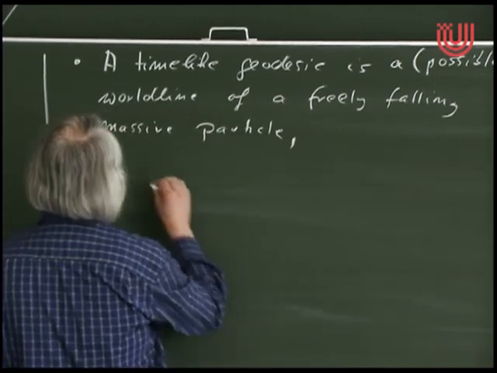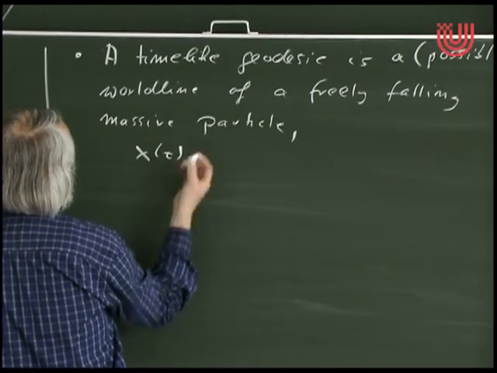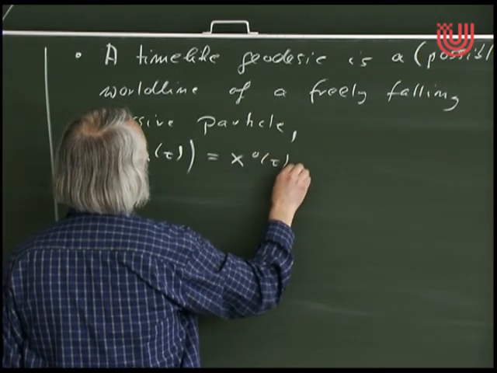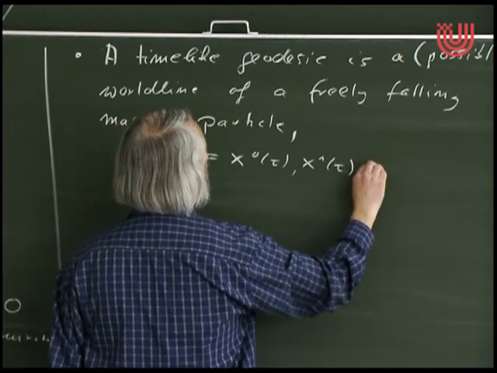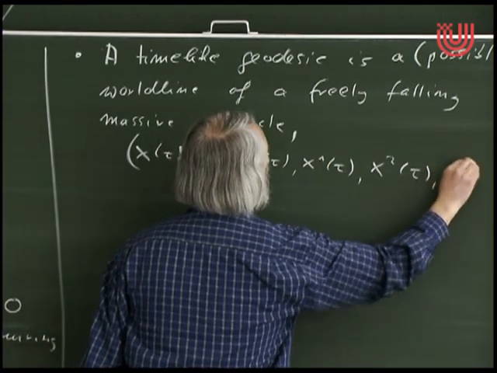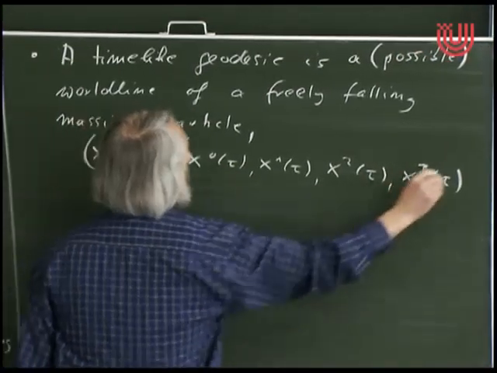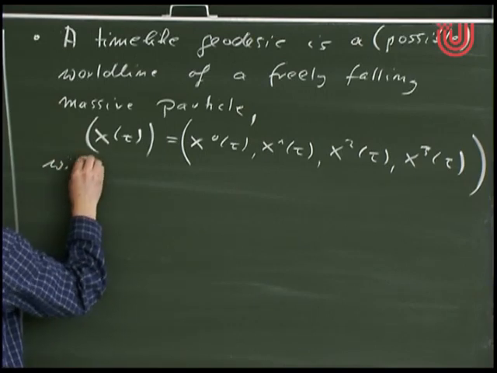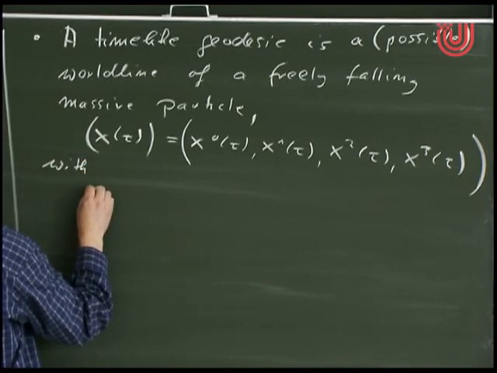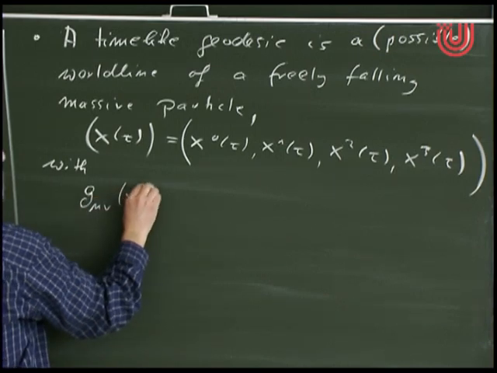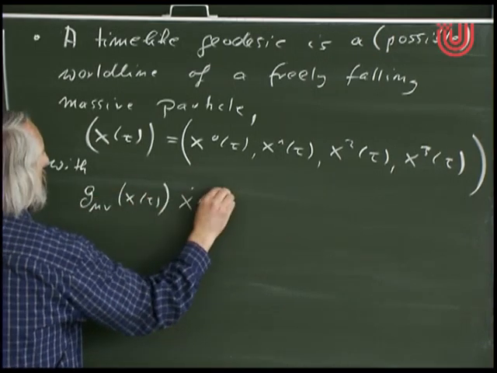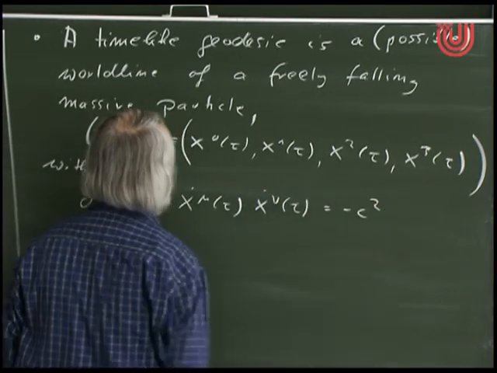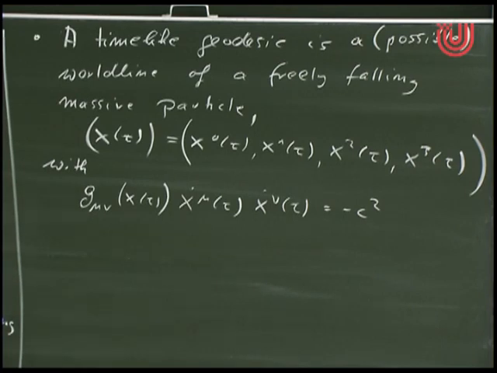So then we have, again, something of this sort. It's, of course, a special case of this here. So we have, again, something with 4 coordinates which depend on tau. Again, we use proper time. That's our convention. So our convention is that g mu nu of x of tau, x mu dot of tau, x nu dot of tau is minus c squared. And then in addition, the geodesic equation should hold.